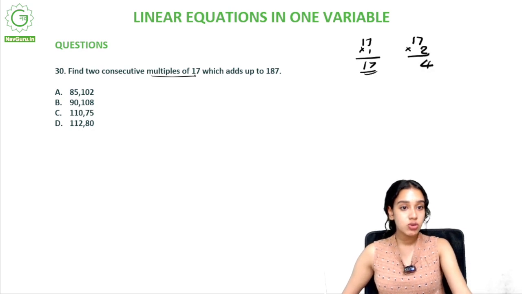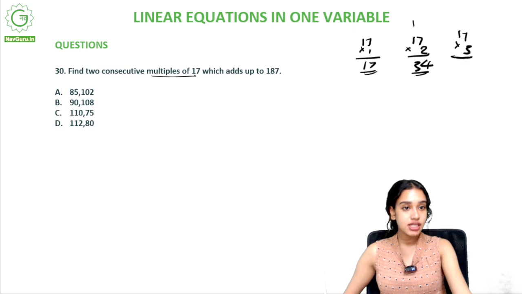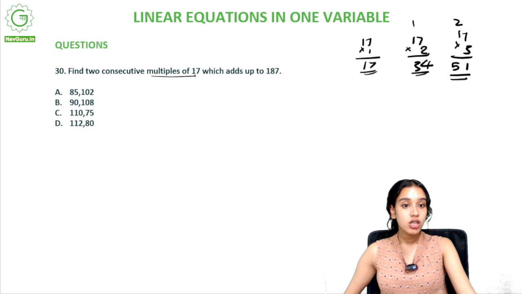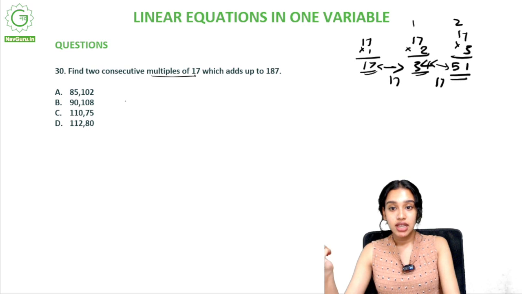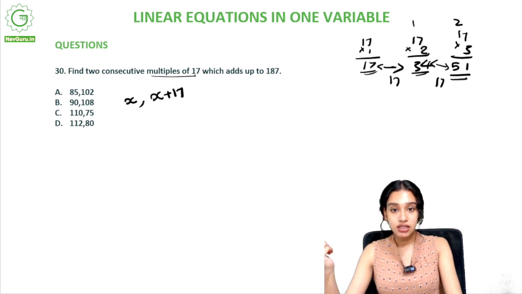17 into 2 is: 7 twos are 14, 2 ones are 2 and 3, so 34. And what is 17 into 3? 7 threes are 21, 3 ones are 3, 3 plus 2 is 5, so 51. So what is the difference between these two? It is 17, right? What is the difference between these two? This is also 17. So when we say two consecutive multiples of 17, if a number is x, the next number would be x plus 17, right?